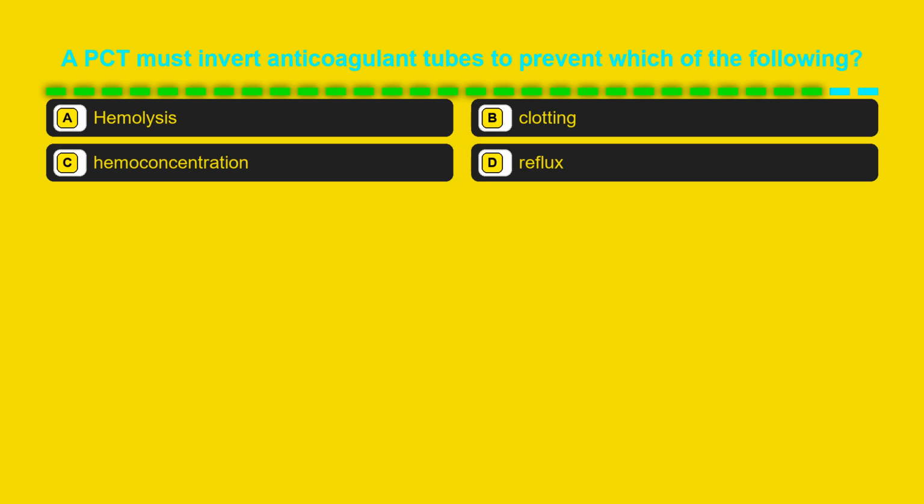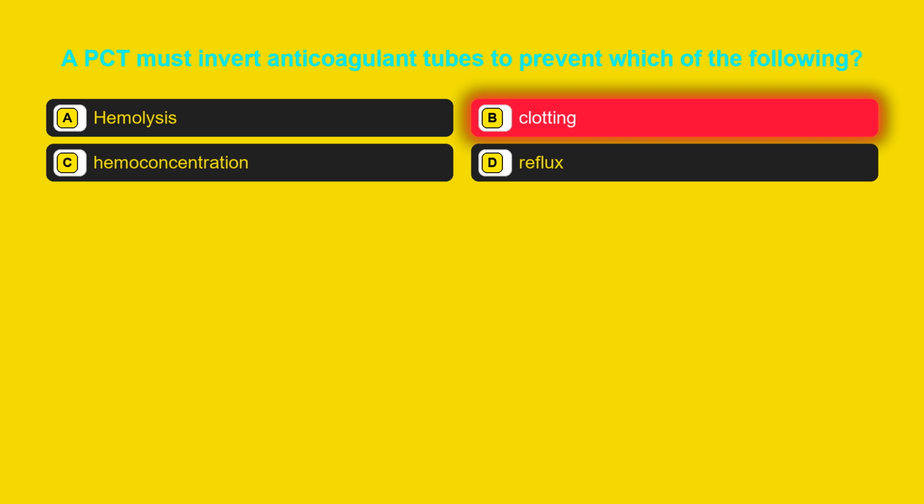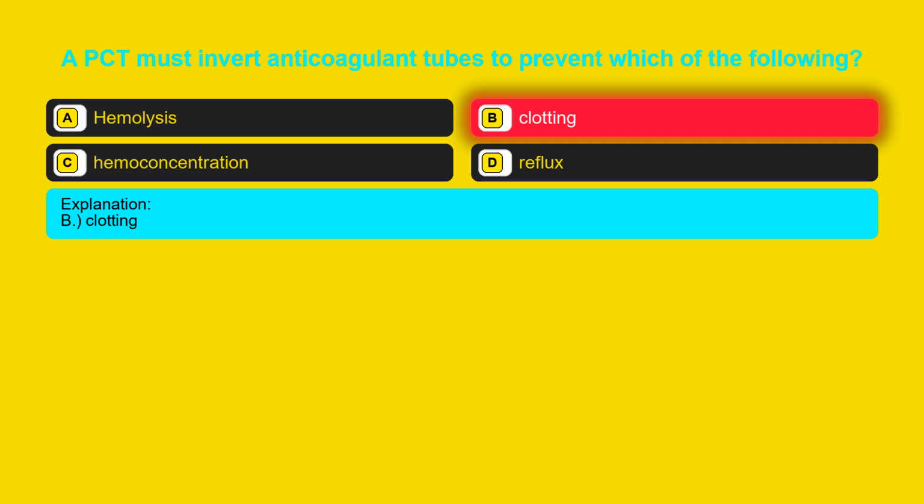Question 23. A PCT must invert anticoagulant tubes to prevent which of the following? Option A. Hemolysis. Option B. Clotting. Option C. Hemoconcentration. Option D. Reflux. The correct answer is option B. Clotting.